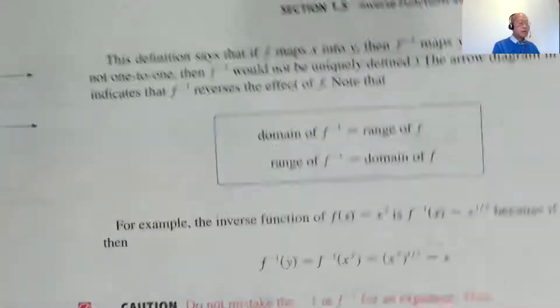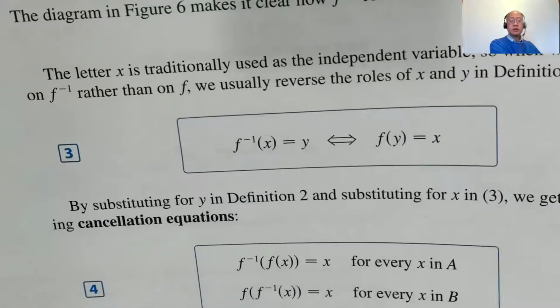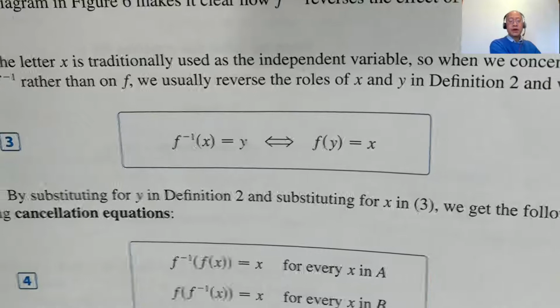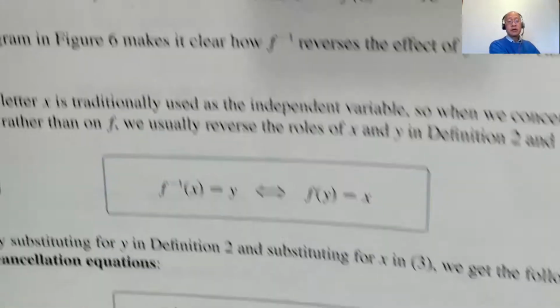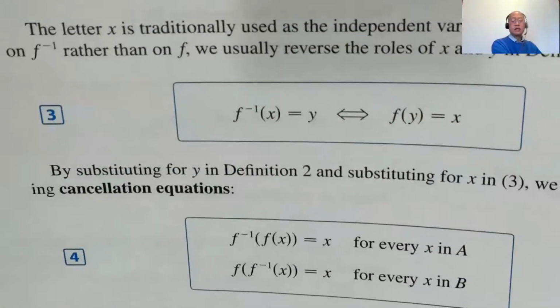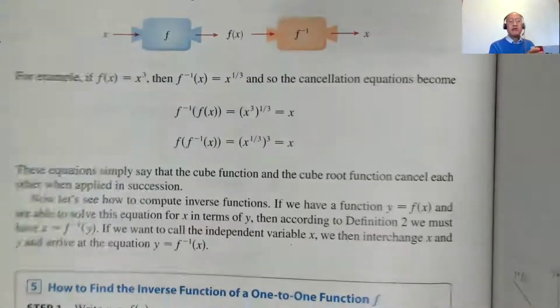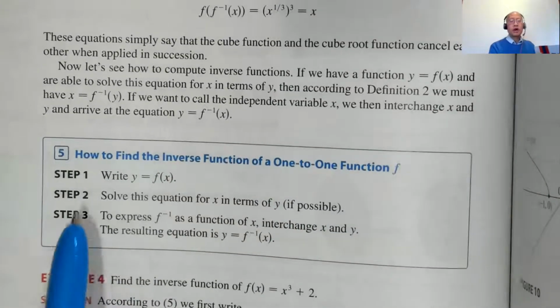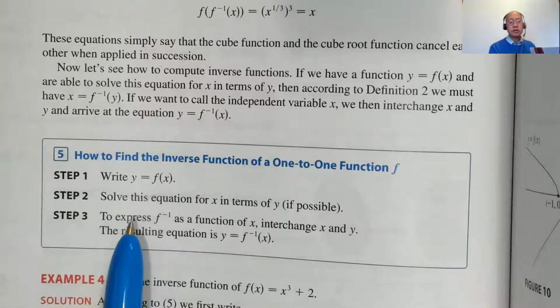And then you have the cancellation equations. If you ever apply a function and its inverse, they cancel out. So equation 4: f inverse of f of x equals x for every x in the domain A, and f of f inverse of x equals x for every x in set B. Okay, how do you find an inverse function? Write y equals f of x. We're going to switch around the x and y and then try to resolve for y. And I'll be showing you how to do that.